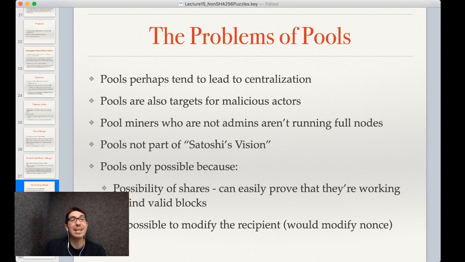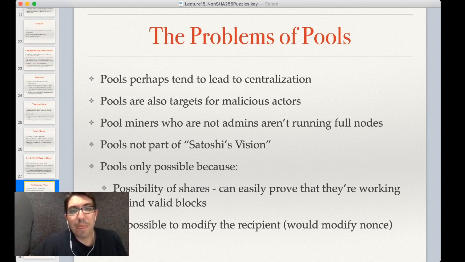However, pools might lead to centralization, right? This is a problem when not everybody is mining on their own. They're a target for malicious actors, right? That's where the money is. That's where people might be tempted to attack. If you're not an admin on a pool, but you're mining, then you aren't running a full node. And we want people to run full nodes because that helps everyone keep an eye on the system and make sure that all of the transactions are valid. These pools are not part of Satoshi's vision. If you read Satoshi's white paper, there was no talk of pools.